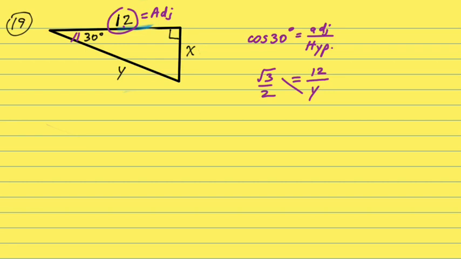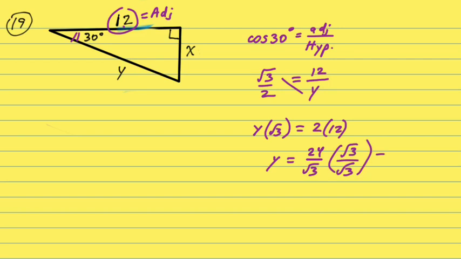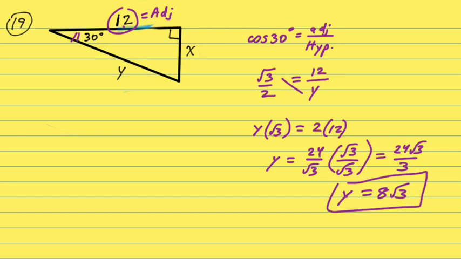Cross multiplying, would this be y times radical 3 equals 2 times 12? So you would get 24 divided by radical 3. When you rationalize it, you'd get 24 radical 3 over 3. What is 24 divided by 3? Hopefully that's the same y value I got using the special right triangles.